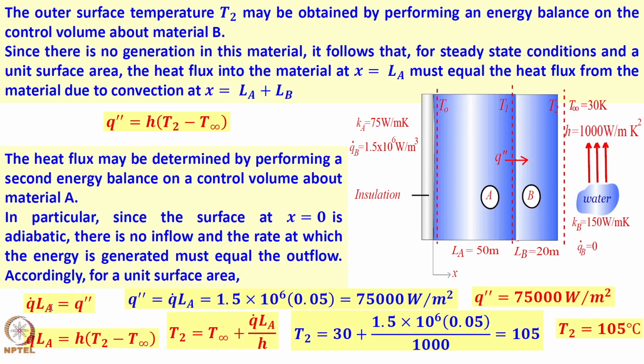Q dot into LA into surface area divided by surface area is what is heat flux, that is 1.5 into 10 to the power 6 into thickness 50 millimeter, that is 0.05 meter. Again in the diagram millimeter is missing, it is written as meter. So, please make a note of that. 75,000 watt per meter squared is equal to h into T2, this outer surface temperature, minus T infinity. From this I will get this as 105 degrees centigrade.